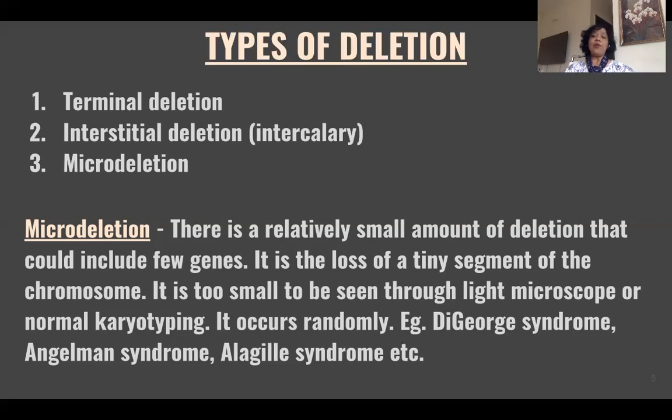So when there is a loss of a tiny segment of the chromosome, then in that case, it is called as microdeletion. Now this tiny deletion was too small to be seen through light microscope or by normal karyotyping. However, now we have found out that it occurs randomly. And some of the examples which you can study under microdeletion are DiGeorge syndrome, Angelman syndrome. So these are the syndromes which happen if there is a microdeletion.